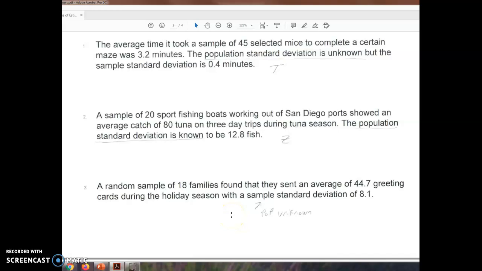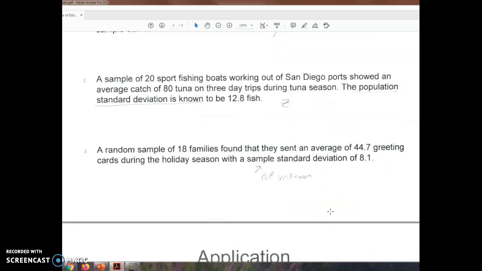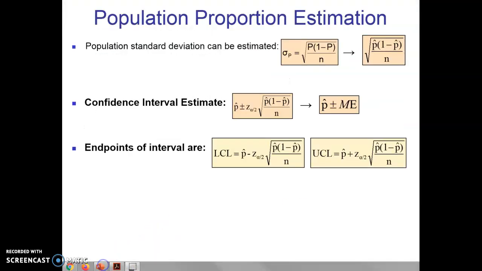Okay. Last one, a random sample of 18 families found that they sent an average of 44.7 greeting cards during the holiday season with a sample standard deviation of 8.1. Well, the population standard deviation is unknown, it gives us the sample. So we need to use the sample standard deviation as a proxy for the population standard deviation, which means we have to use the t-table. Okay, pretty straightforward.